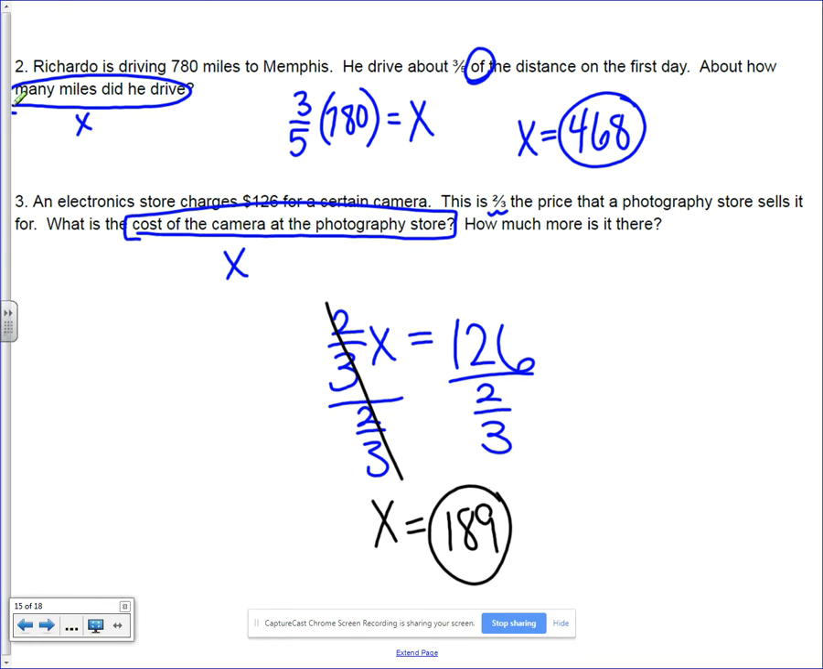If you were to take this 126 and times it by the reciprocal, which means flip it upside down, you will still get that same number of 189. It's just personal preference whether you want to divide by a fraction or multiply by a reciprocal. Now, I haven't quite answered the question yet because it says how much more is it there. So I want to know what the price difference is. If I paid $189 at the photography store and $126 at the electronics store, that is $63 more. So make sure you finish and answer the entire question.